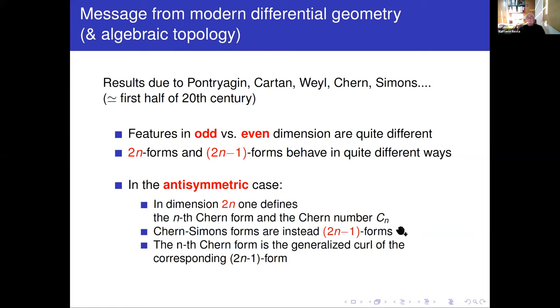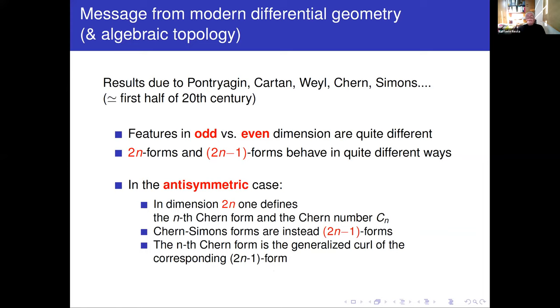Instead, in 2n minus 1 dimension, there are completely different kinds of forms, but they are related. That is, in the simplest case, if you go from 1 to 2, you take the first Chern-Simons form, you take the curl, and you get the first Chern form, and so on, going on with dimension. Now, in physics, we have only three dimensions, at most four if you wish to add the time, but mathematicians, of course, go to n as high as you like.